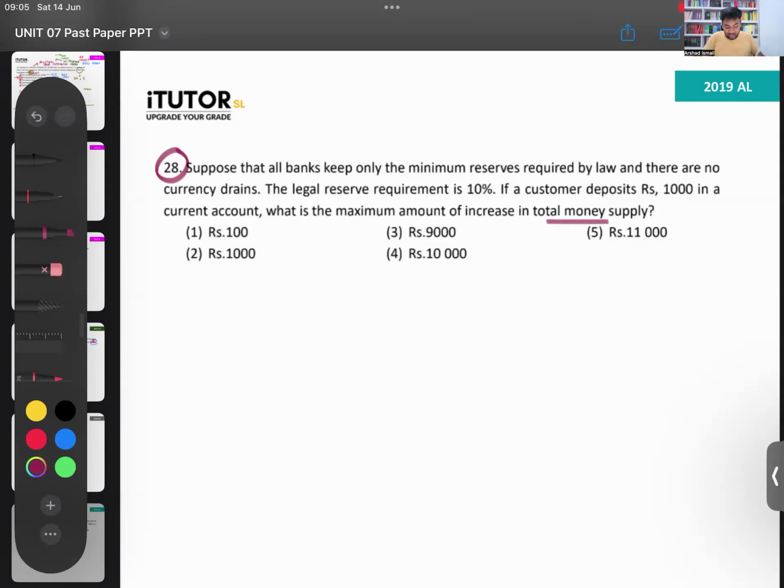See, when I told you money supply, what is money supply? Currency held by public plus demand deposits. You all miss a point here. When this 1,000 comes into the banking system as a deposit, how much of new deposits will that create in the entire banking system? 1,000 came to one bank, but it will go from one bank to another bank to another bank.